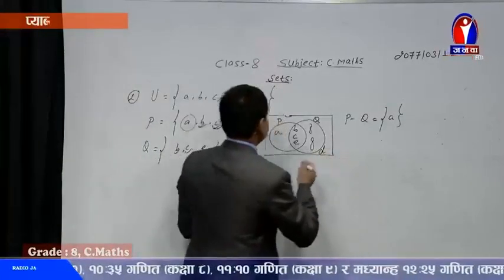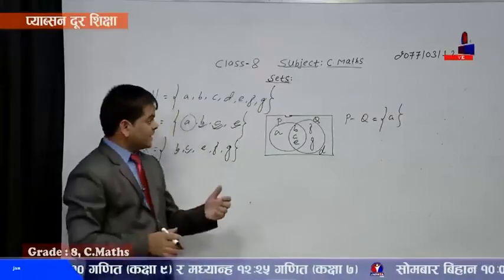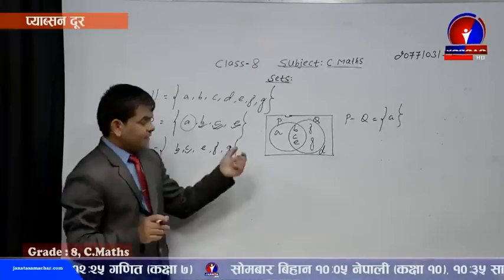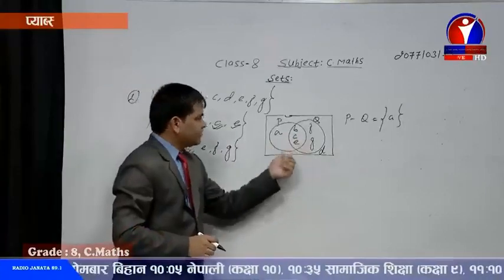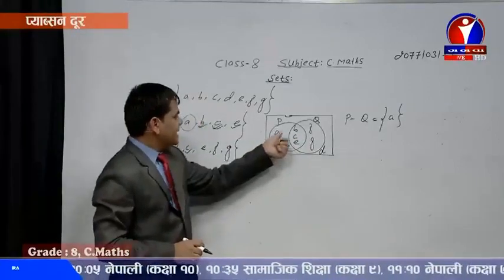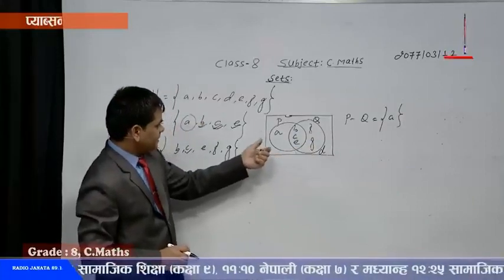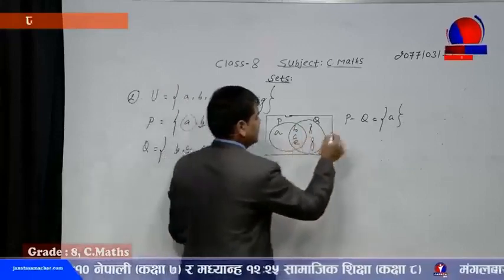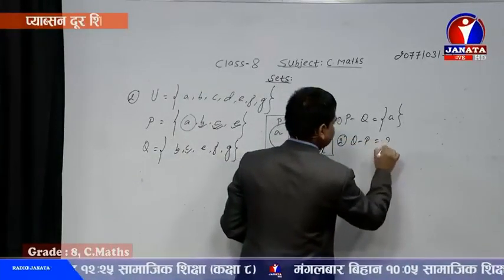So now if you need to find out P union Q, dear students, now you can find it by yourself. P union Q means the elements of set P and set Q, but without repeating. A, B, C, E, F, G. Try yourself at home. Now you can find out those answers. P difference Q is number 1, another is number 2, Q difference P. Find it out yourself, dear students.